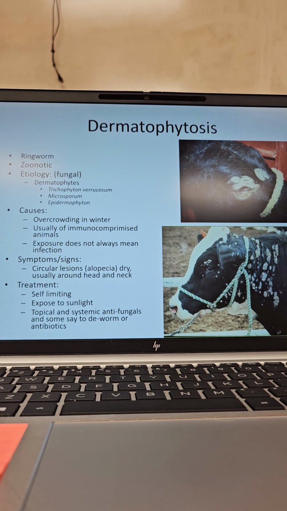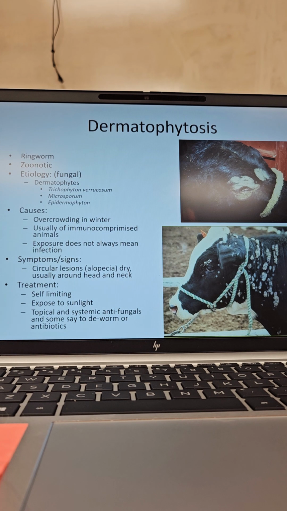Same kind of goes for animals. You have animals that will catch it, and you have animals that won't. It is a fungus. It is not a bacterial, and it's not a worm. I know it's called ringworm, but it's not a worm. It is a fungus. The dermatophytes, or the names of the fungus that can cause it, are Microsporum, Epidermophyton, and Trichophyton verrucosum. The causes of this, overcrowding in wintertime will cause this. You got a lot of close animals. Overcrowding causes stress.